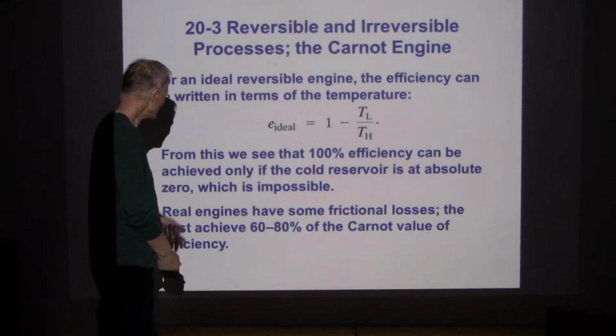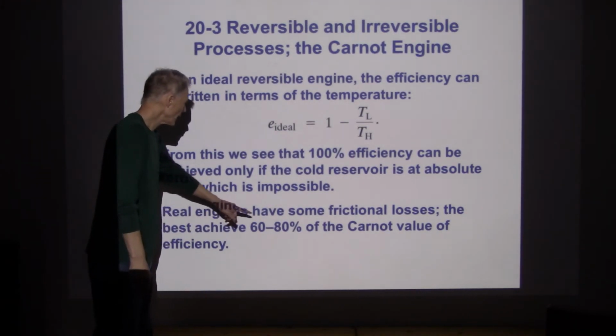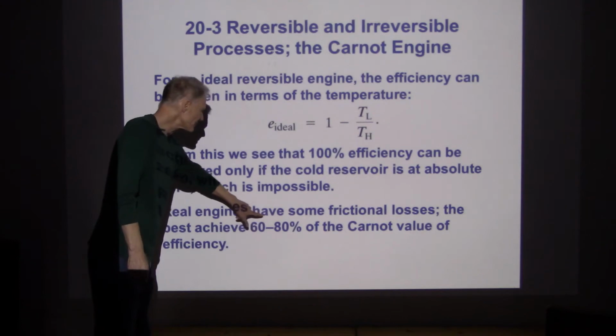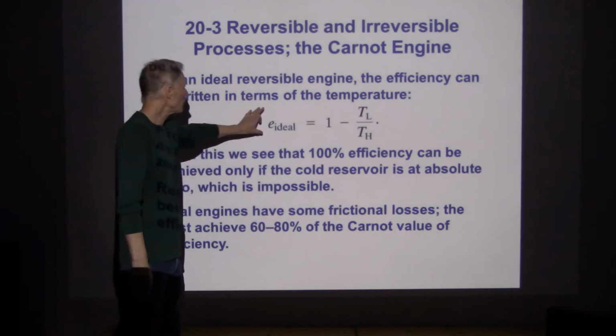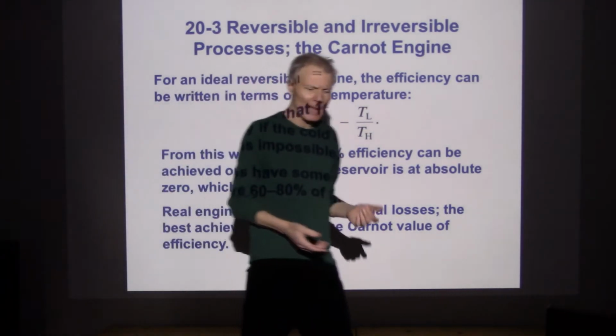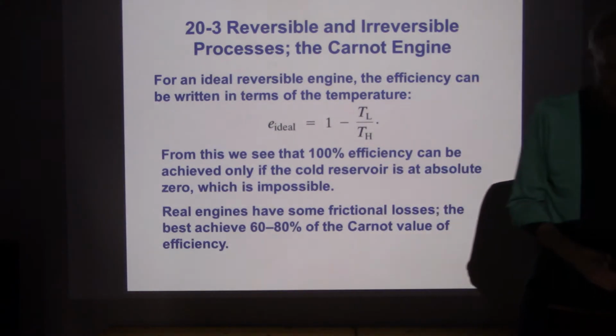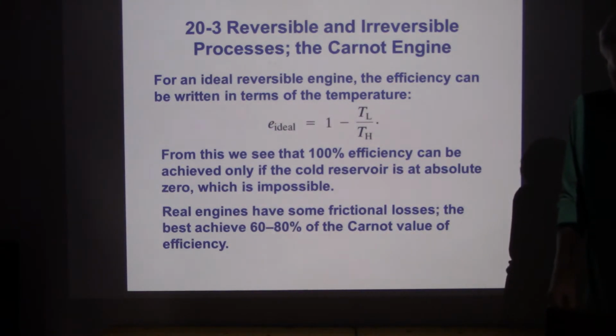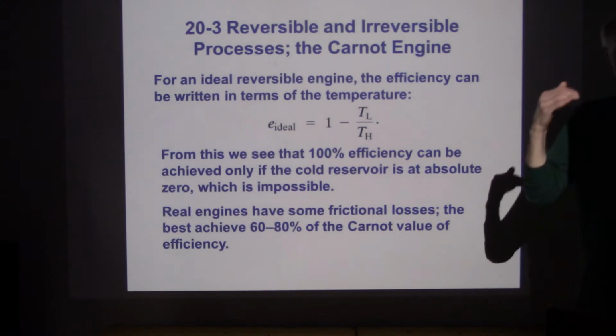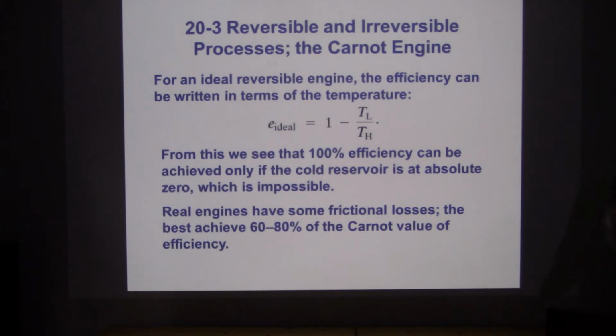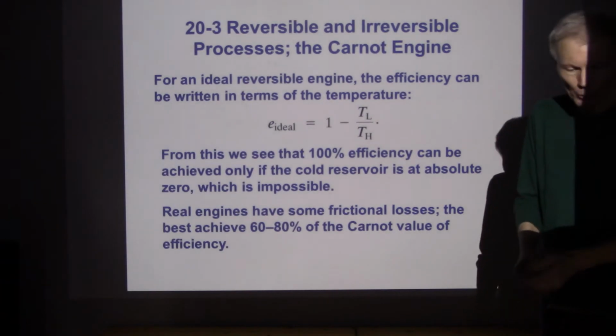Okay, so it's saying that real engines typically come only within 60 or 80% of this highest imaginable efficiency. So, if the ideal efficiency is 50%, maybe a real engine only gets 35 or 40%, kind of like that example that we looked at earlier.